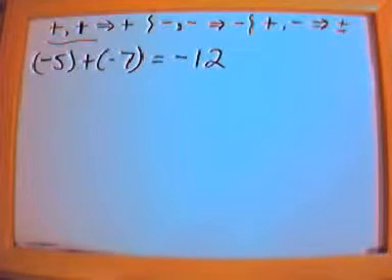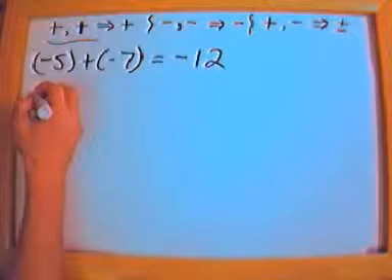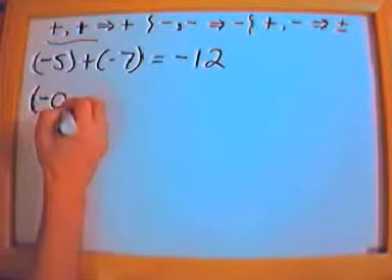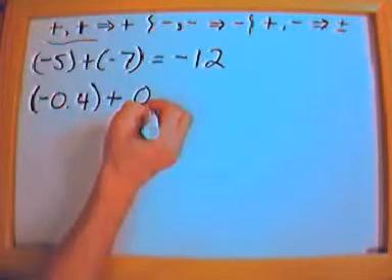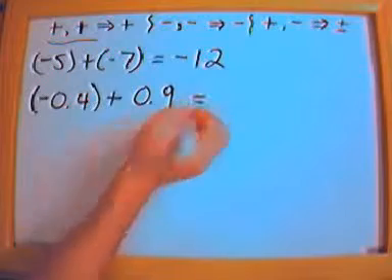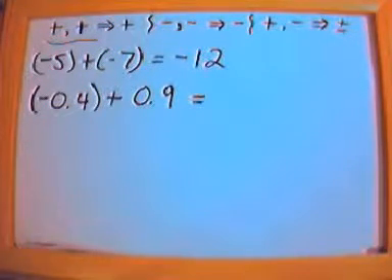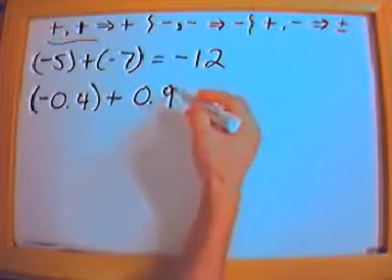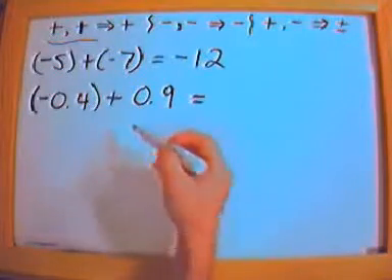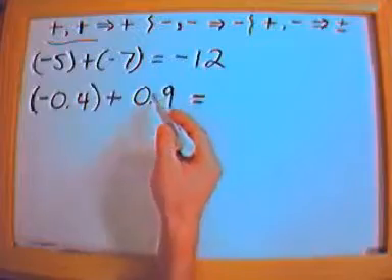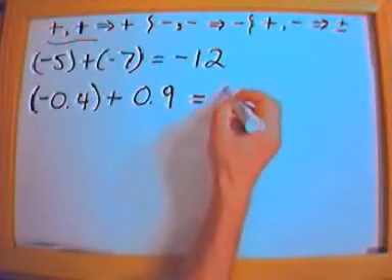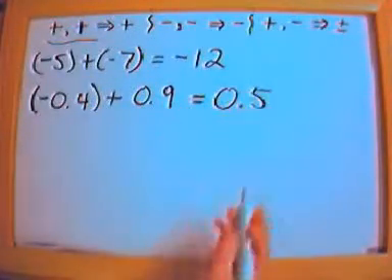Okay. And just for kicks, we'll do one that looks a little bit different. Negative 0.4 plus 0.9 equals. Well, I'm adding a negative and a positive, so I have to figure out what the sign of the answer is going to be. The sign of the answer is going to be the sign of the bigger number, and this is bigger, so the answer is going to be positive. And then to get the number, I just subtract these two from each other. 0.9 minus 0.4 is 0.5, and that's the answer.